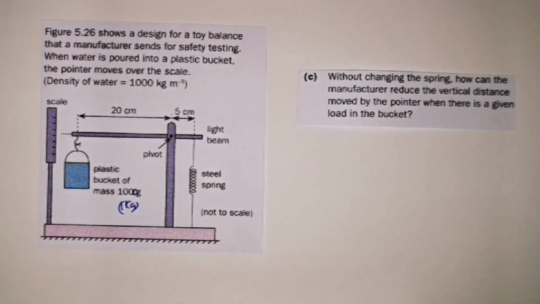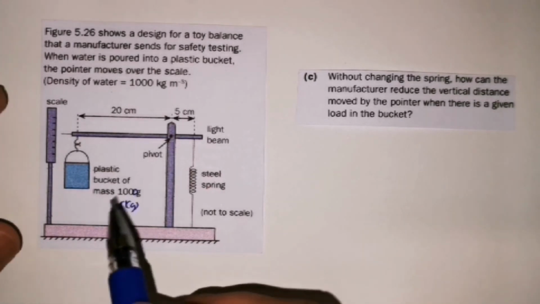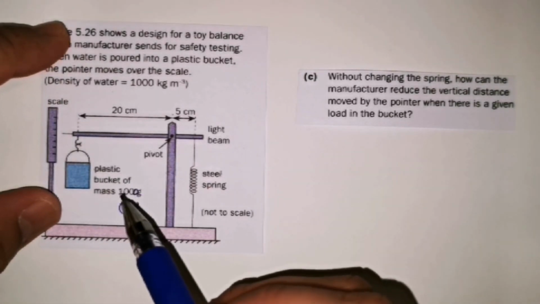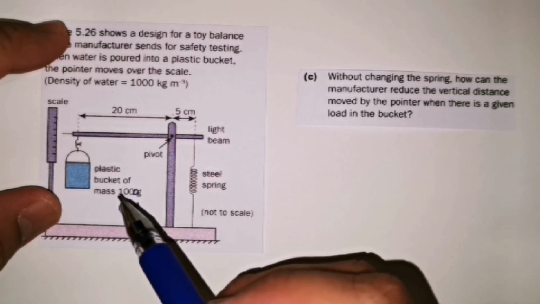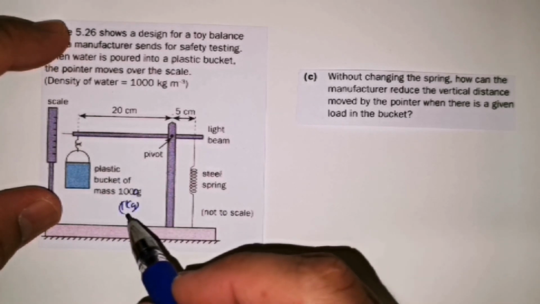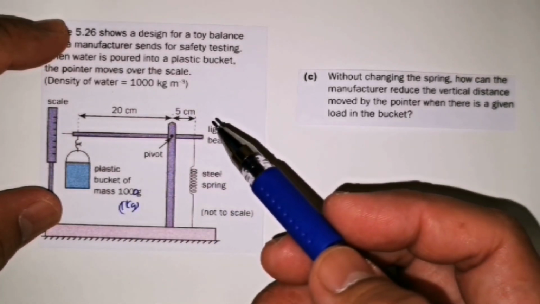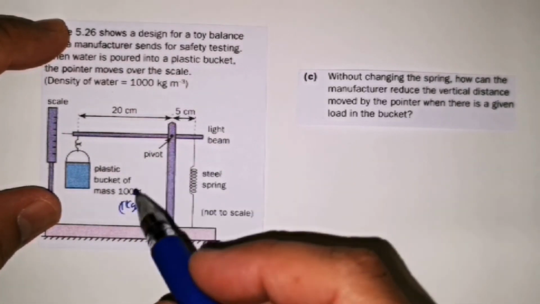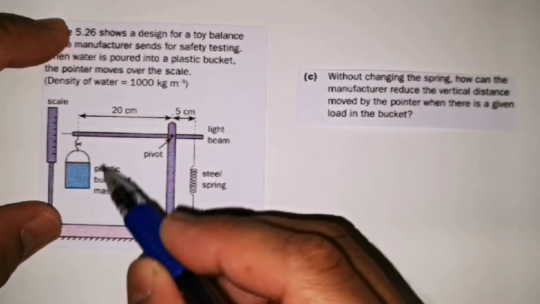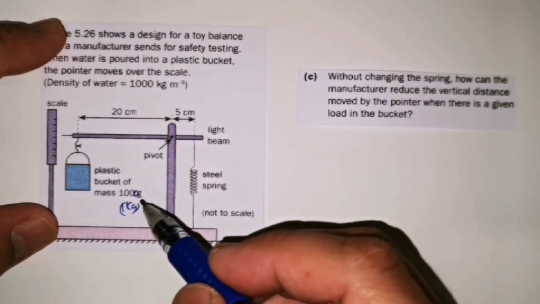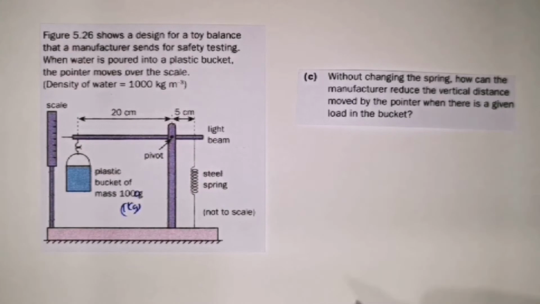How can the manufacturer reduce the vertical distance moved by the pointer when there is a given load in the bucket? Just change the mass of the plastic bucket to 1 kilogram, or you can use a metal bucket, for example. As long as the mass of this bucket is 1 kilogram, that is the solution. Okay.